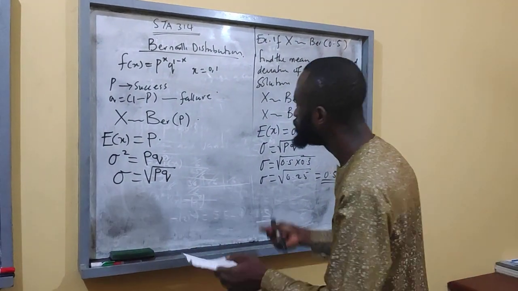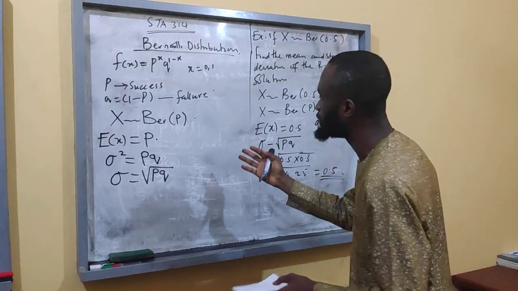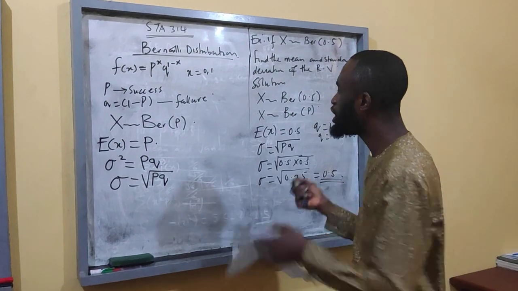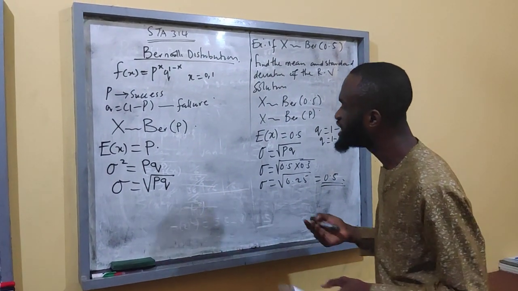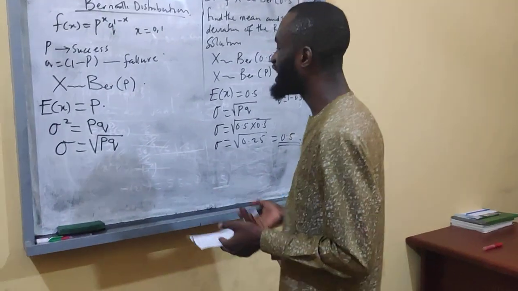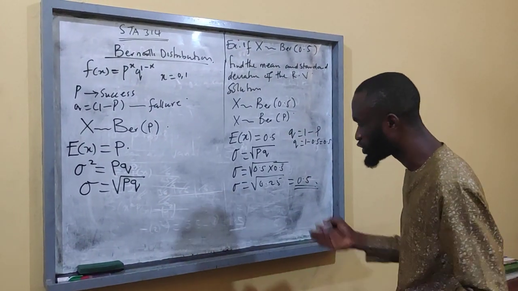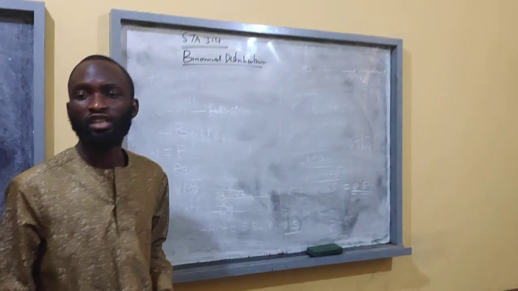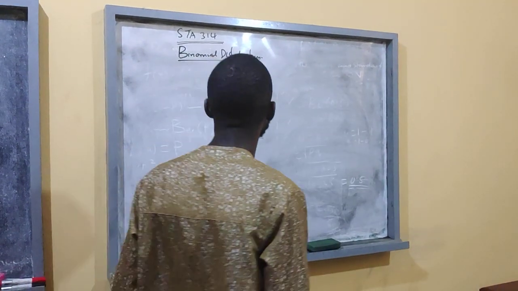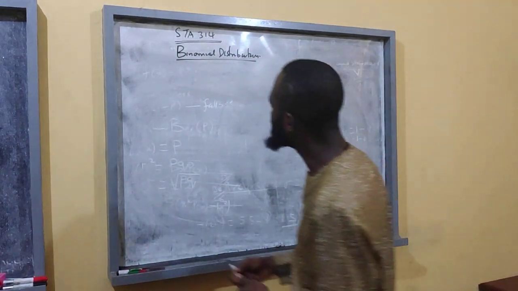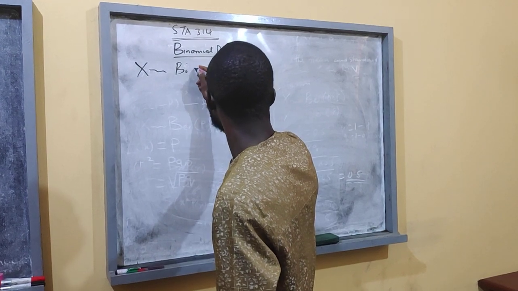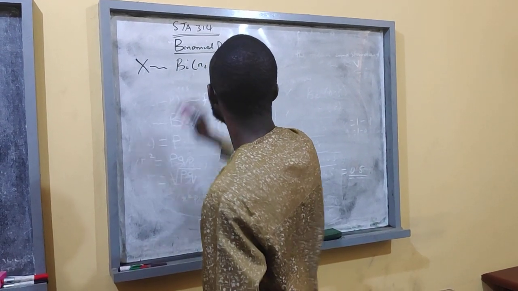Very simple. Just understand the concept. Bernoulli is just a game of failure or success, and the expectation of Bernoulli is equal to success. The standard deviation of Bernoulli is the square root of success times failure. Now, the next distribution we want to look at is the binomial distribution. Binomial distribution can be expressed in this form, Bi(n, p).